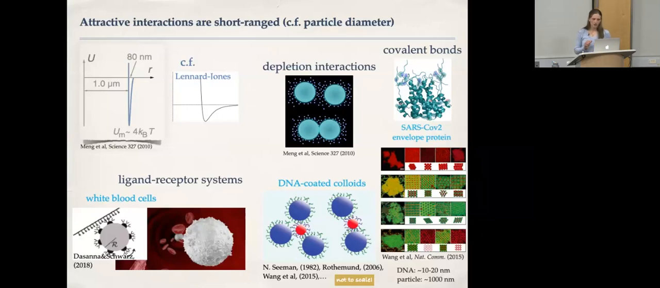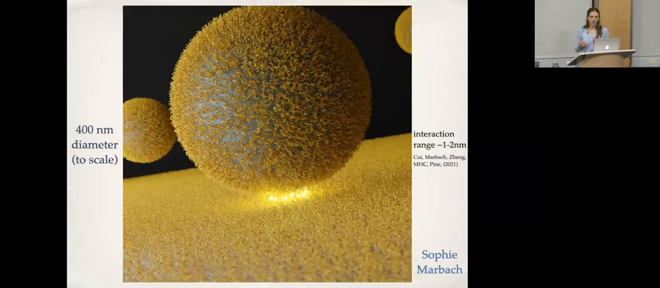Here's an example of an image that is to scale. This image was generated by a postdoc in my group, Sophie Marbach. And you can see, this is a DNA-coded colloid, a 400 nanometer DNA-coded colloid. You can see that the DNA strands are much shorter than the size of the particle.